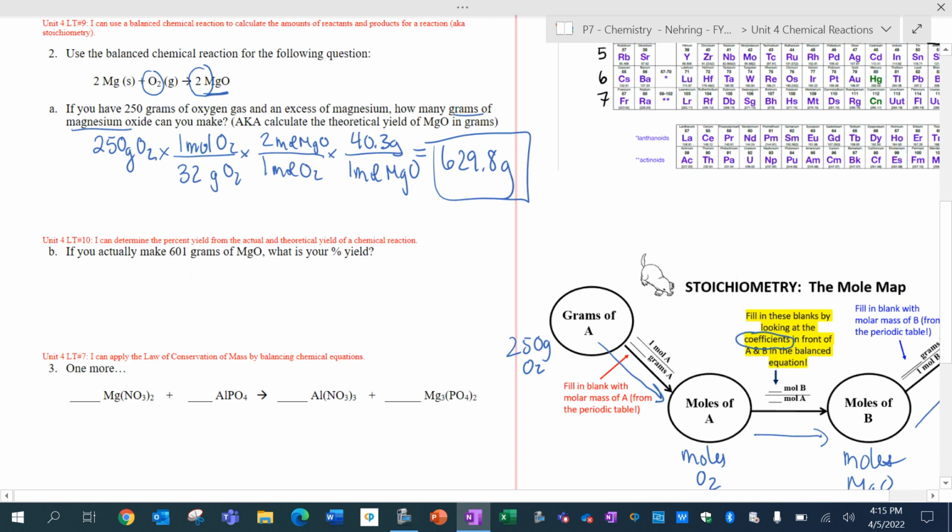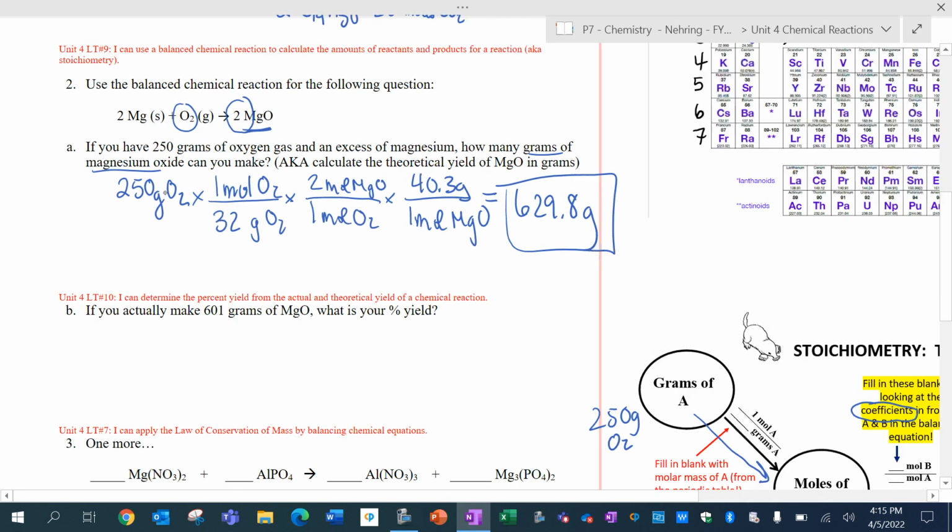Something I want to check for is you should notice the units cancel out, like a unit, like grams O2. If it's on the top here, it should be on the bottom there. Moles O2 is on the top and the bottom. Moles MgO is on the top and the bottom. What we're left with is grams, which is what we were hoping to find. So that's a good way to check that your setup is good.